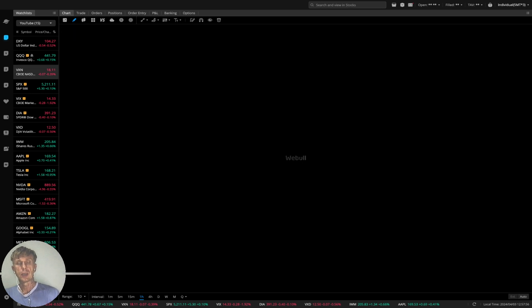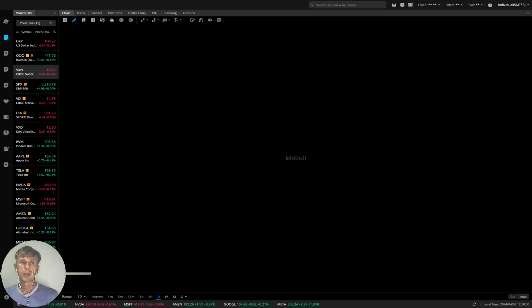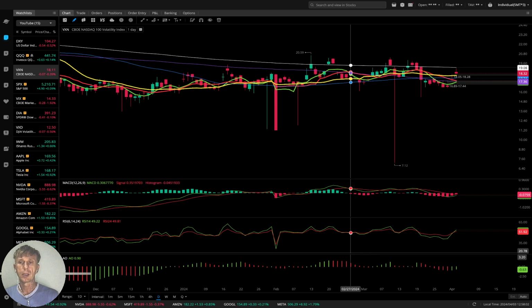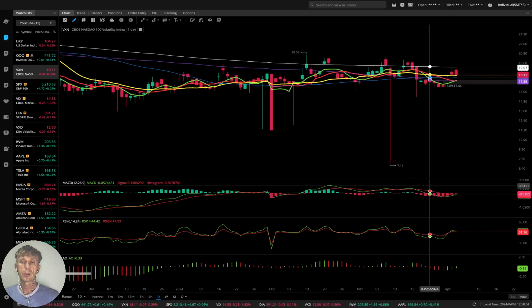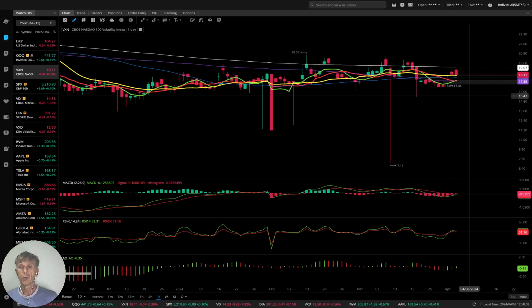VXN, the volatility index for QQQ. Still also bearish, still negative. No fear in the market at all. It did a bullish crossover, but the last bar is still below 200. Still in a positive mode, but still no fear in the market, still extreme greed.